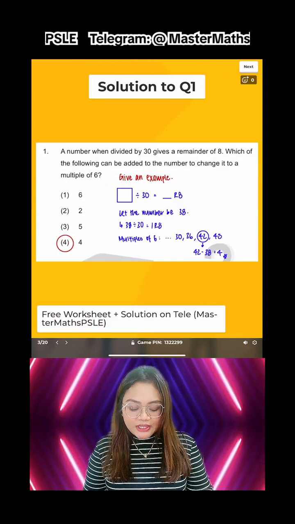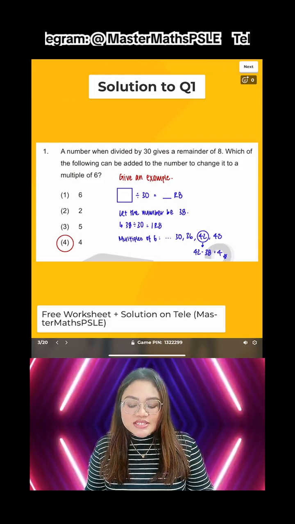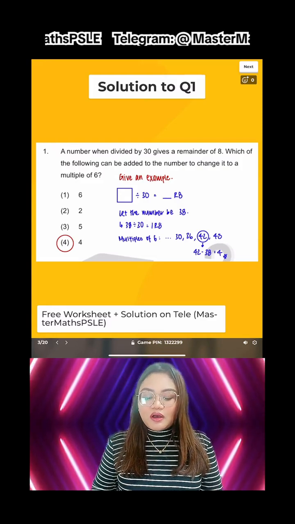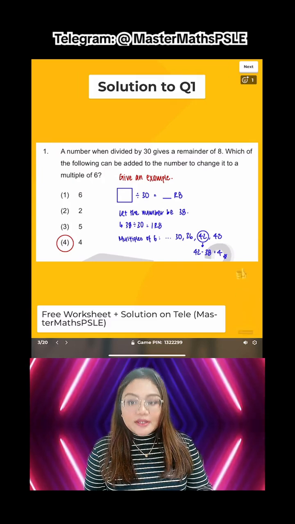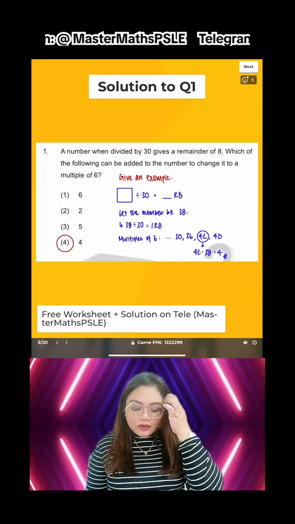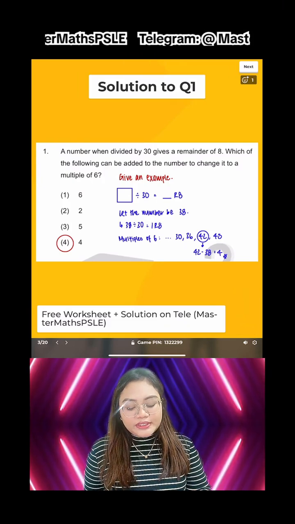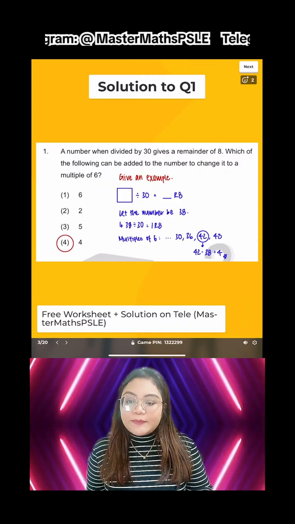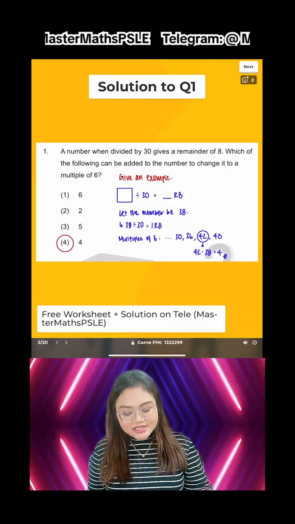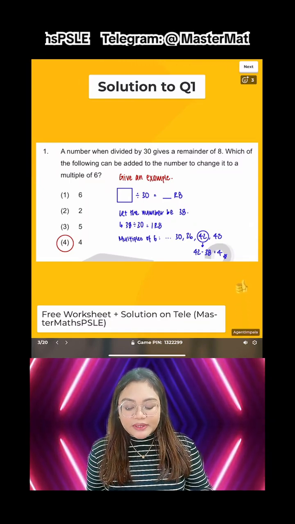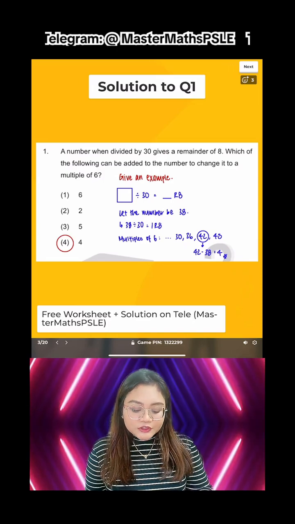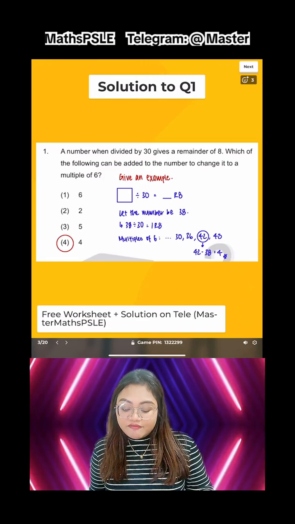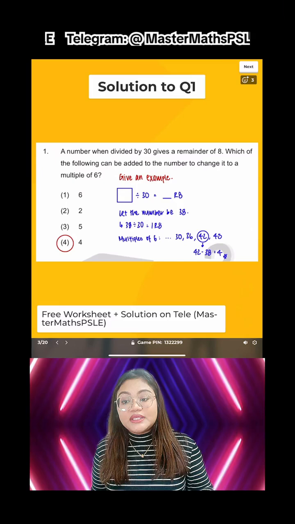Okay, so let's take a look at how to solve this question. When you are given something like this, a very simple way to solve it is to just give an example. Give a value to this number. A simple one can just be 38 because you want a remainder of 8. When we take 38 divided by 30, we do get one remainder 8. So using this number, for it to be a multiple of 6, the value that we have to add will be just 4 to make it into 42.